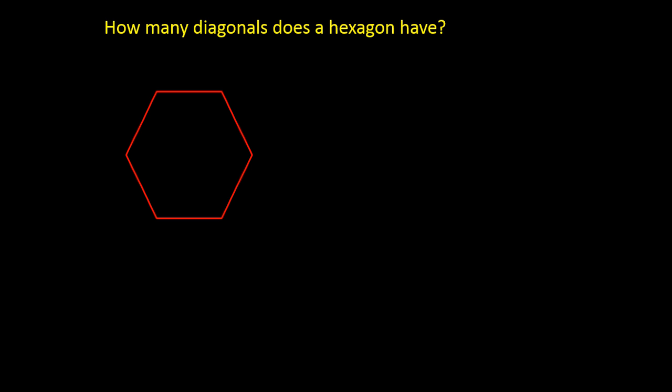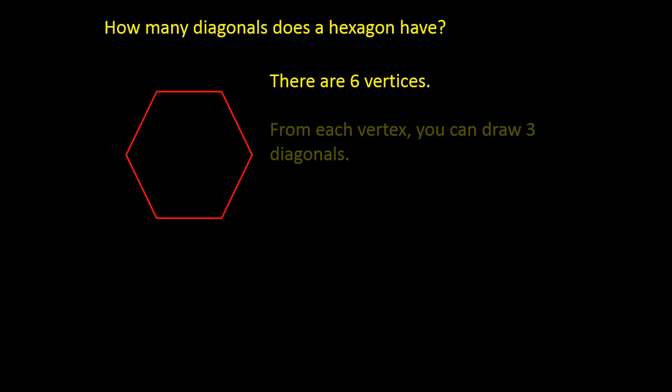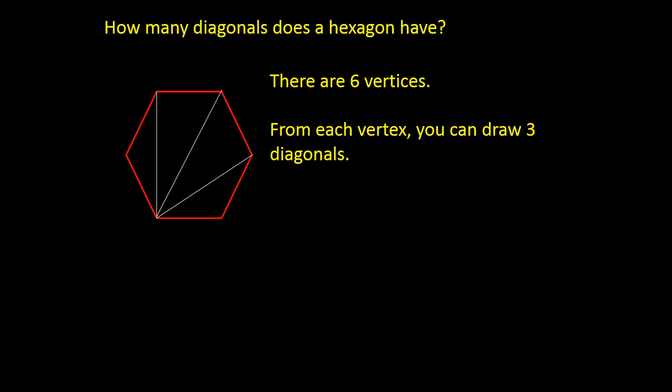So let's continue to talk about this hexagon. What if we wanted to know how many diagonals the hexagon has? Well, we could think about the fact that there are 6 vertices on this hexagon. And from each vertex, we could draw 3 diagonals. So for example, from this vertex, we can draw 1, 2, 3 diagonals. We can't draw a diagonal to a vertex itself, and we can't draw a diagonal to the vertex on the left and on the right. We can draw diagonals to every other vertex.